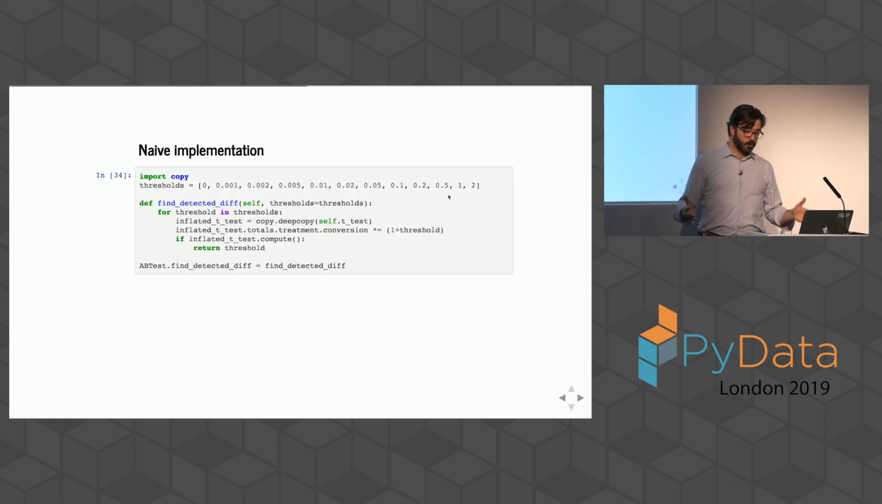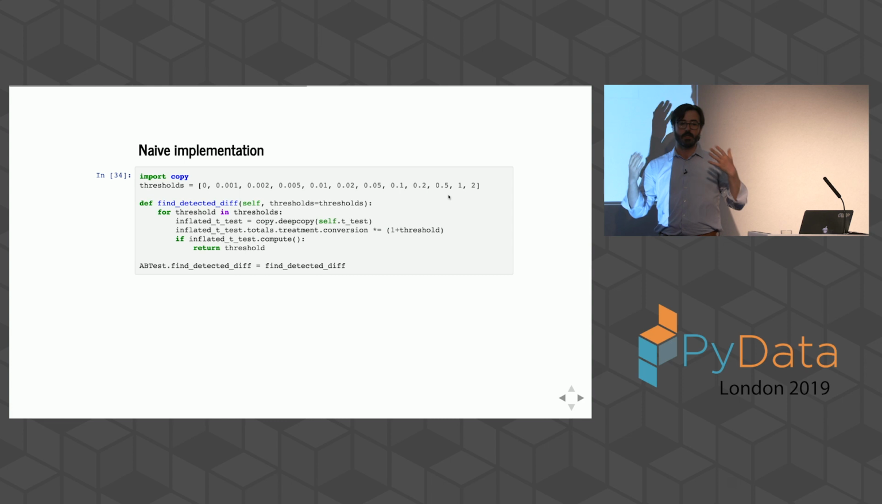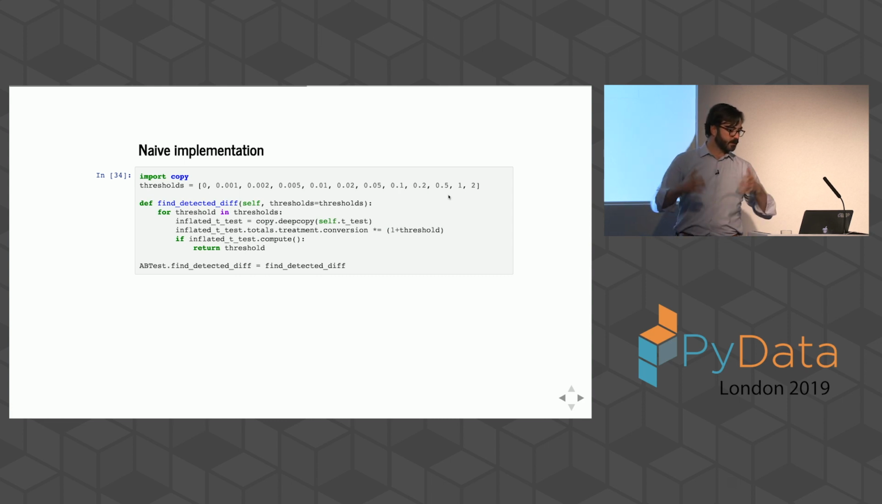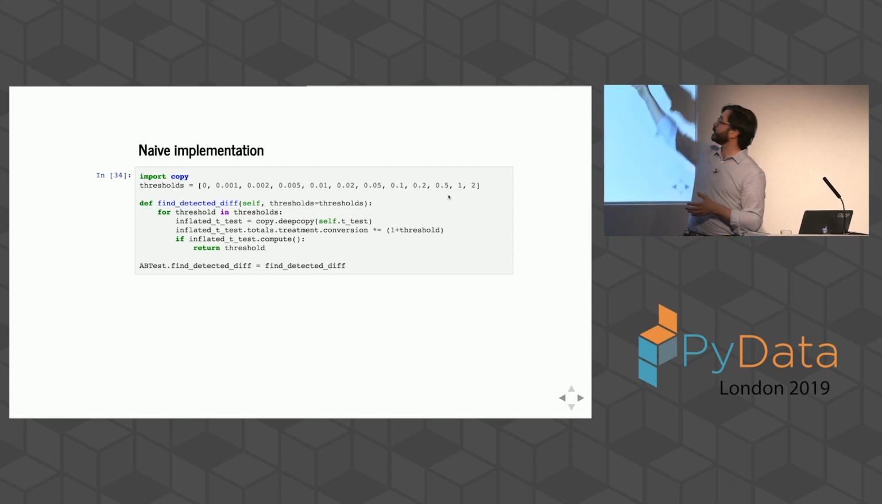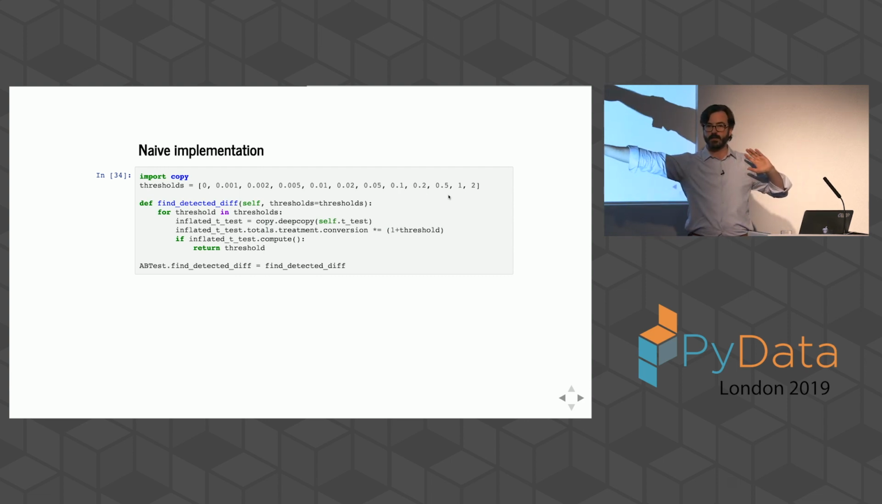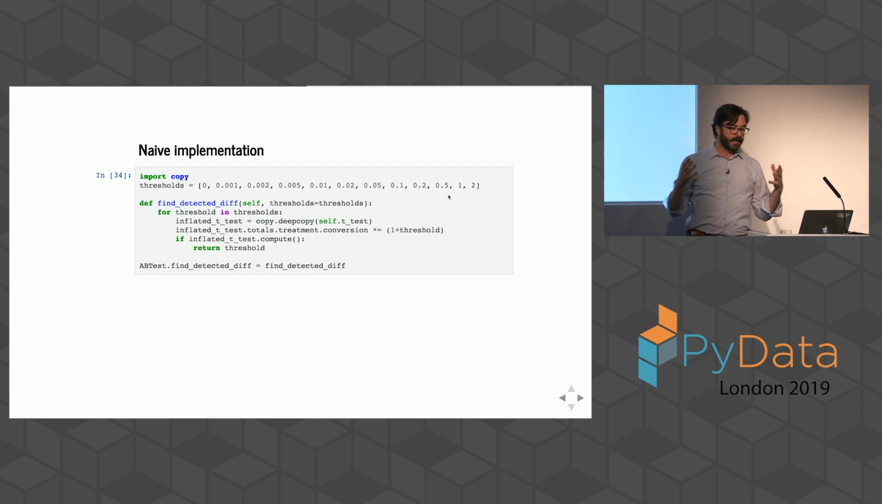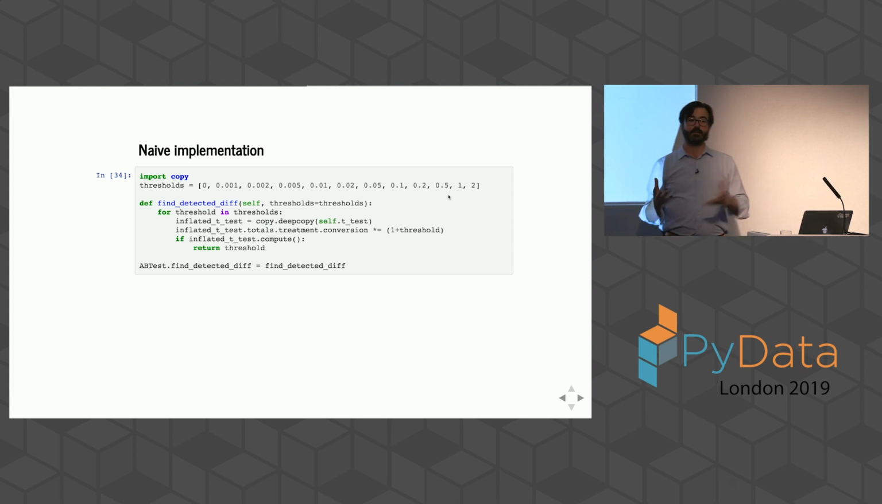So the naive implementation is super simple. You take 0%, 0.1%, 0.2%, etc., down to 10%, 20%, 50%, 100%. So the cue at the end is you triple the impact of your test. So clearly we cover from very small impact to very big impact. And on the A/B test that you have, you define a new method that is given each one of those thresholds.